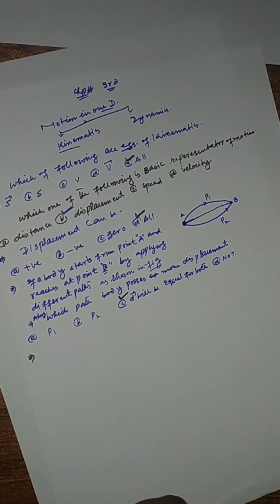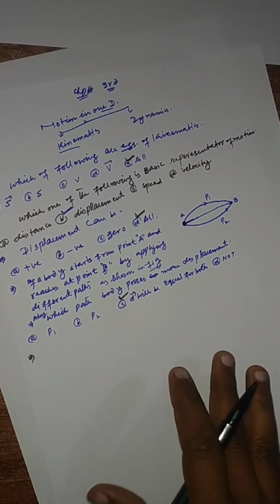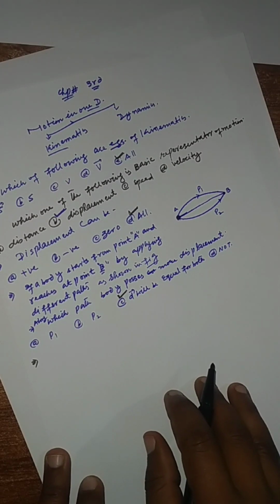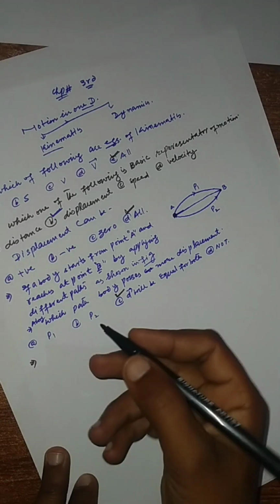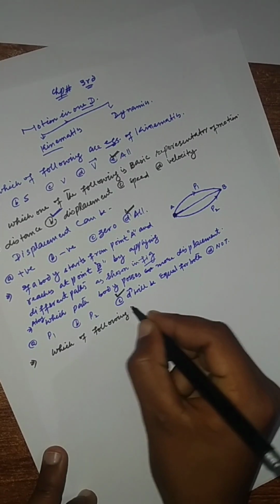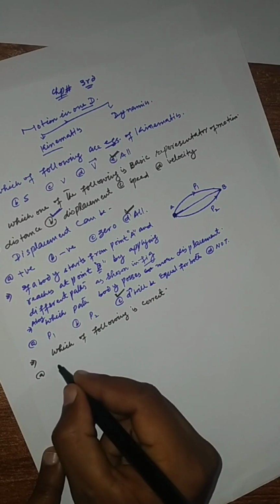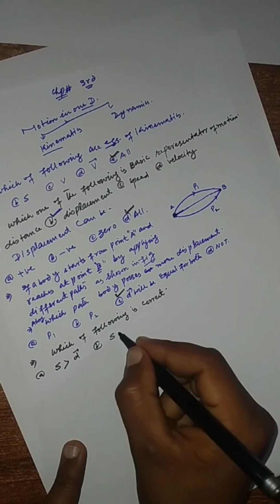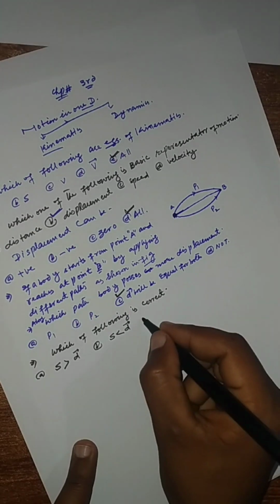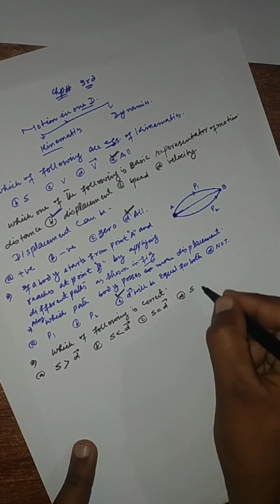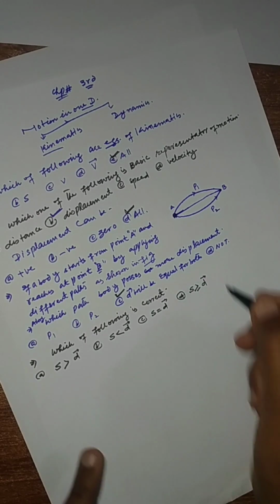Next, distance will always be either greater than displacement or equal to it, but never less than displacement. Let's say which of the following is correct? Distance is always greater than displacement, or distance is always less than displacement, or distance is always equal to displacement, or distance is always greater than or can be equal to displacement.